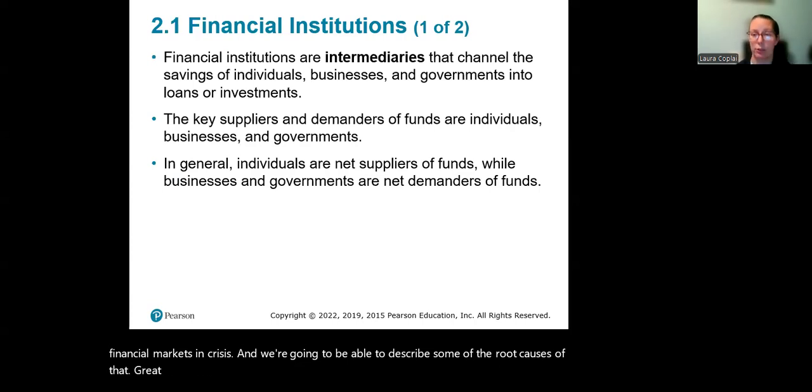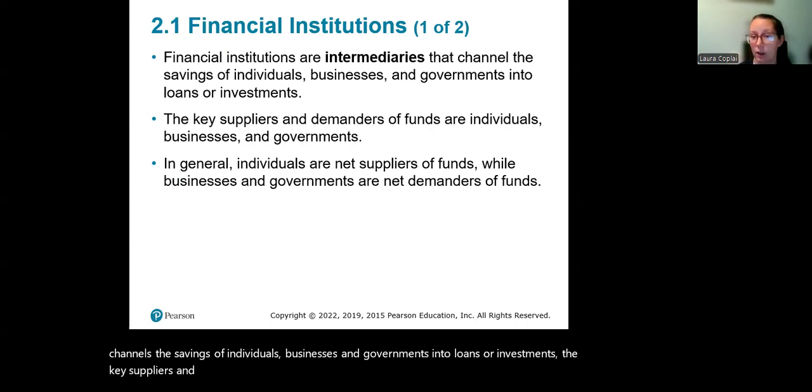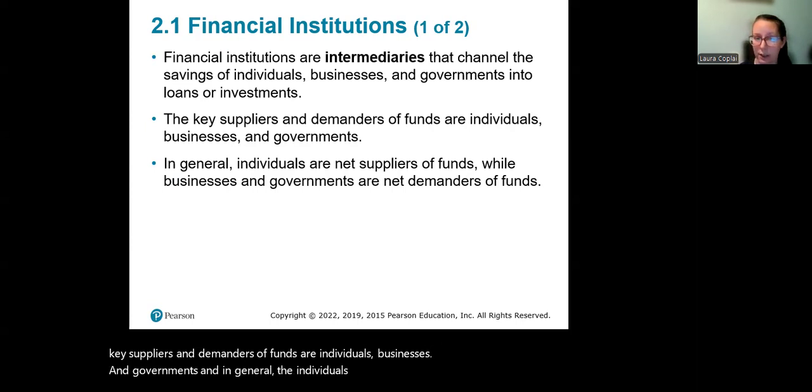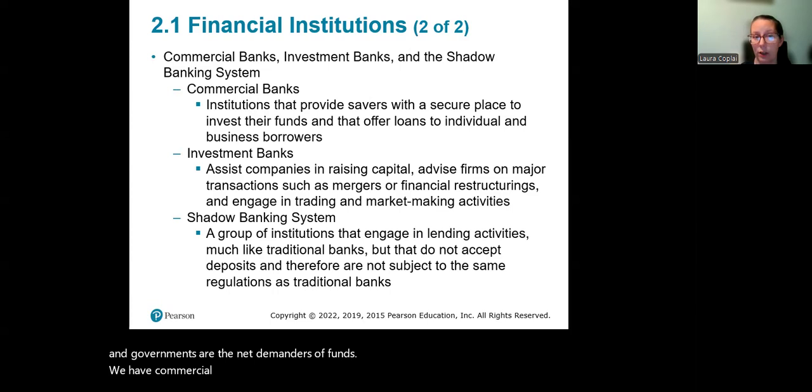So starting out with financial institutions, they are intermediaries that channel the savings of individuals, businesses, and governments into loans or investments. The key suppliers and demanders of funds are individuals, businesses, and governments. And in general, the individuals are the net suppliers of funds, while businesses and governments are the net demanders of funds. We have commercial banks, investment banks, and the shadow banking system. So we're going to talk about each of these.